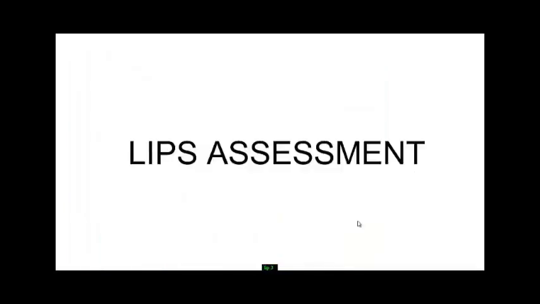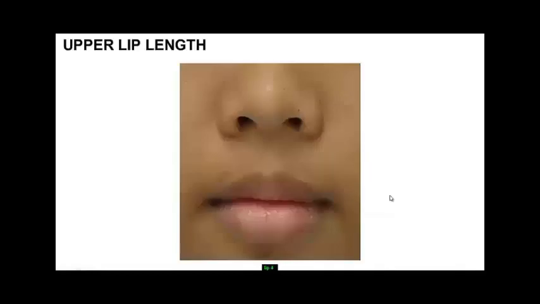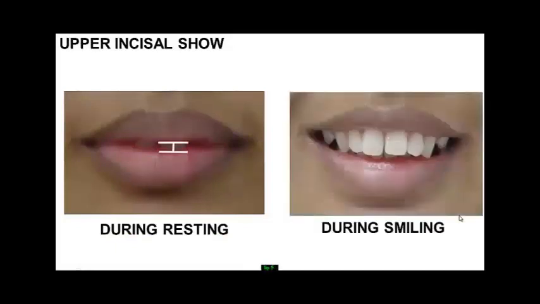Further assessing the lips, we will look at the upper lip length and the upper incisal show. For the upper lip length measurement, measure the length of the upper lip from the base of the nose to the most inferior border of the upper lip at midline in millimeter. For upper incisal show, measure the upper incisal show during resting and smiling, also in millimeter.